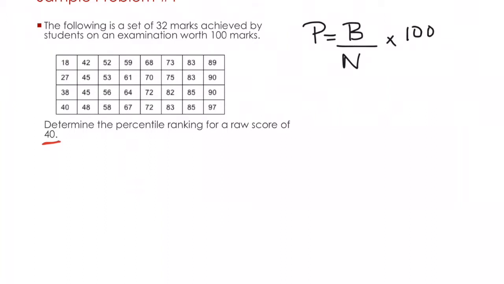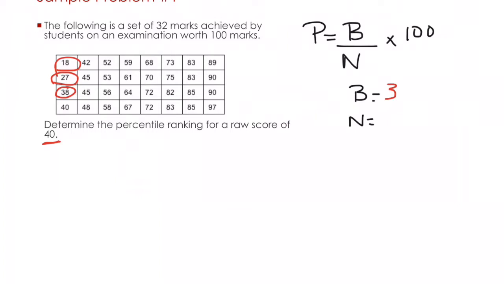So I want to figure out first what is b and what is n. We're just going to count them up in the question. So b is the number of test marks that score below a 40. If I just look on the table here, I can count them up, and luckily these are in order. So my b, the number that scored below a 40, is equal to 3.